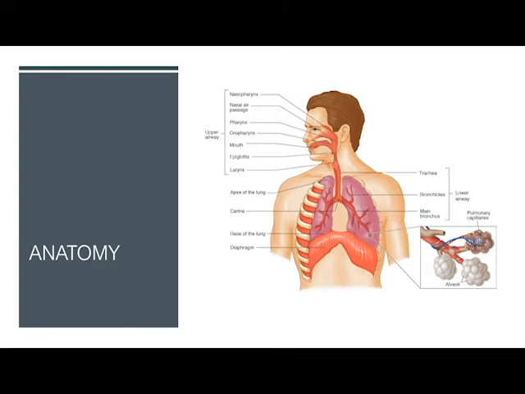Upper airway swelling with anaphylaxis and allergic reactions, swelling of the tongue, swelling of deviated septum in the nasal passages. Many things can make this whole system kind of go awry.